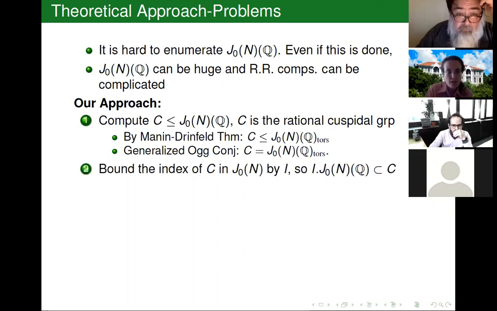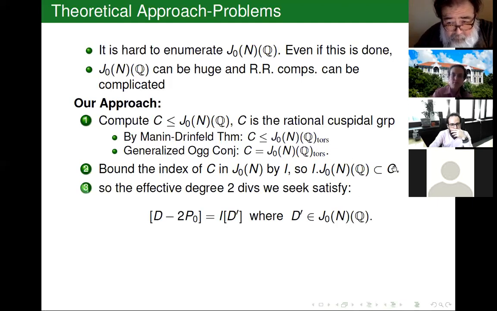Okay. So that's the first step. Write down the rational cuspidal subgroup. It's immediate. And then bound the index of the subgroup in the Jacobian. Let's say that's bounded by I. So I times the group that you're looking for is inside C. And then the effective degree two divisors that we seek satisfy an equality. This I is this bound.